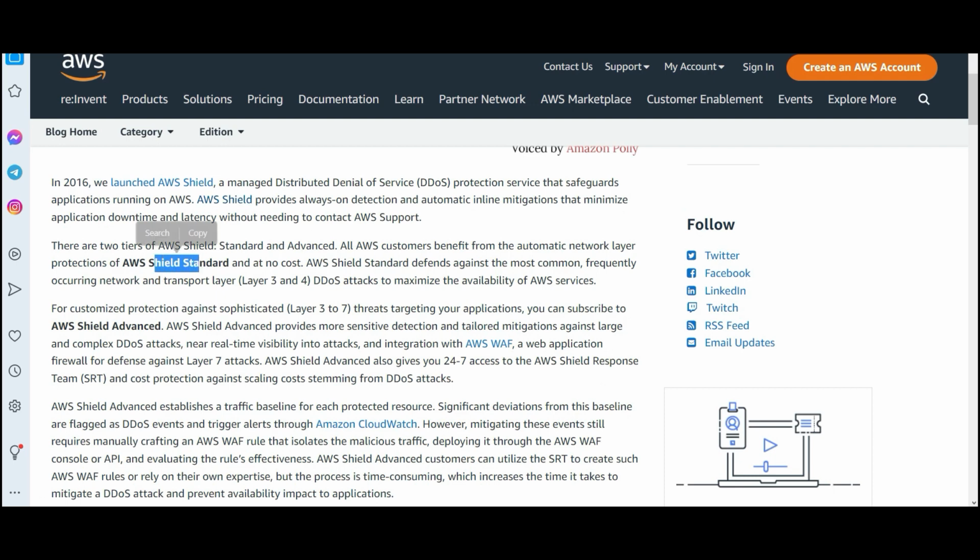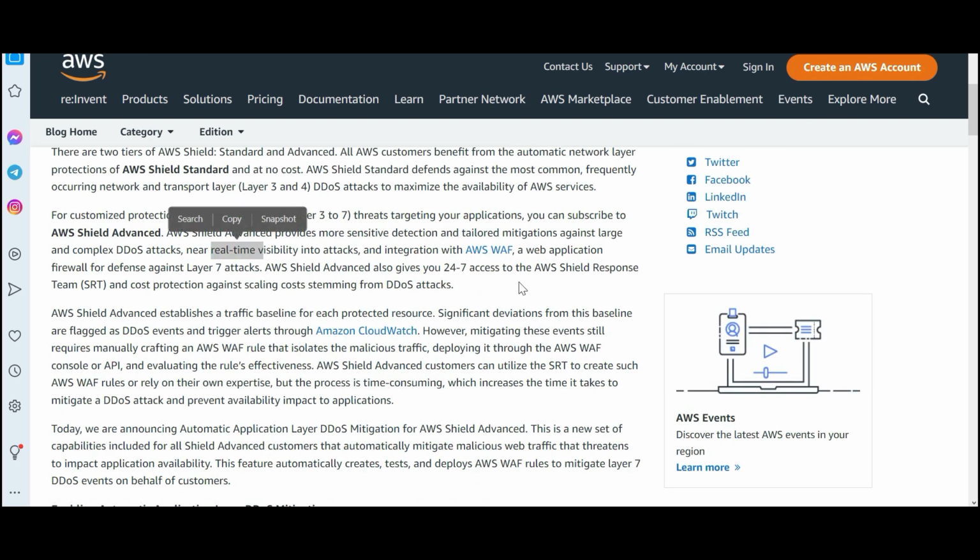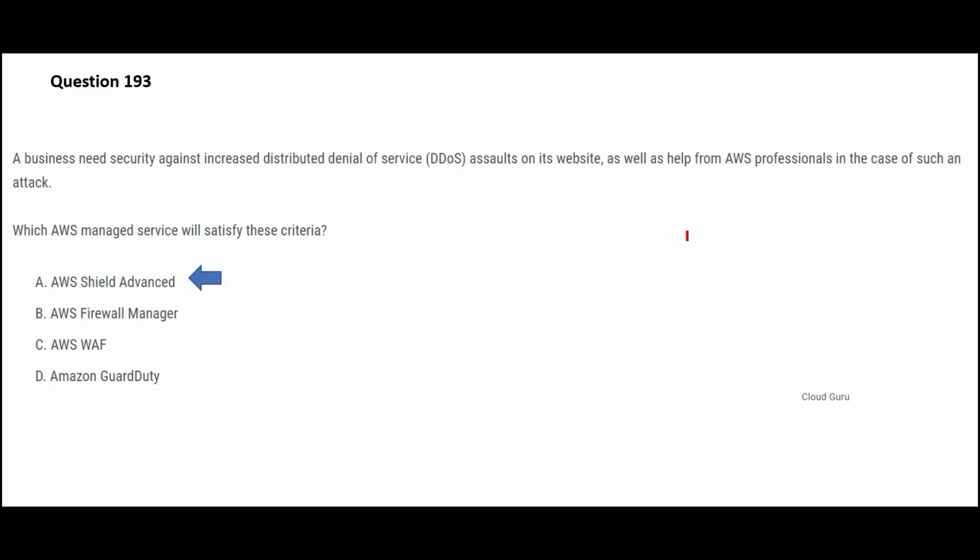So if you see, Shield has two versions, Shield Standard and Shield Advanced. What Shield does is it provides always-on detection and automatic inline mitigations that minimize application downtime and latency without contacting AWS support. The beauty is it gives you real-time visibility into attacks, and it is tightly integrated with WAF and other firewalls. Shield Advanced gives you 24/7 access to the Shield Response Team, SRT. Obviously Shield Advanced is costly compared to Shield Standard. Remember this thumb rule: the moment you see DDoS, you should think about Shield. Shield has two versions, Standard and Advanced.